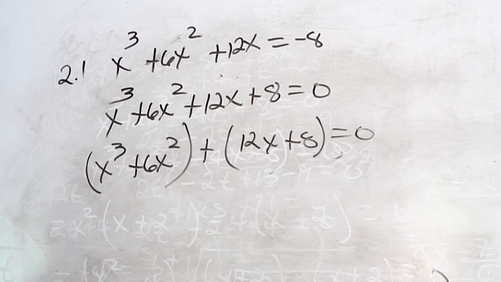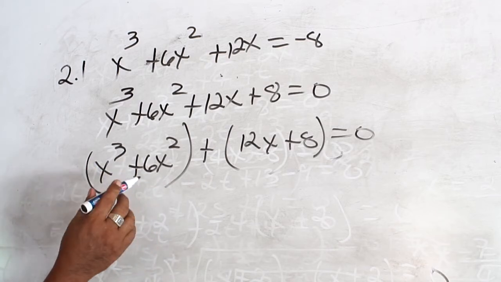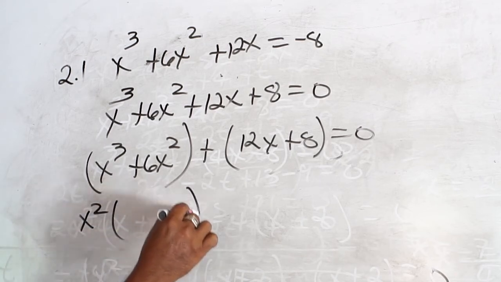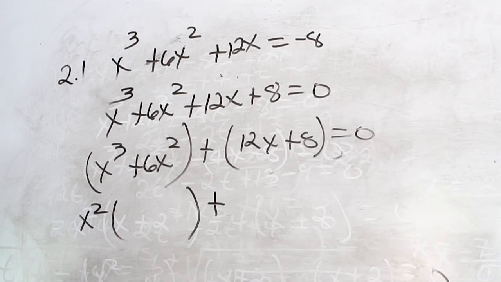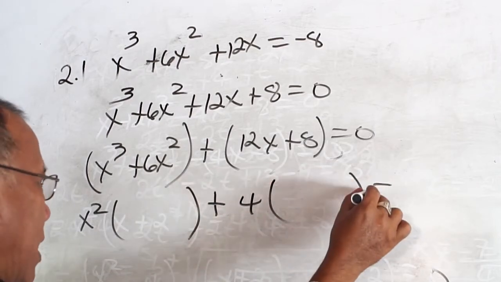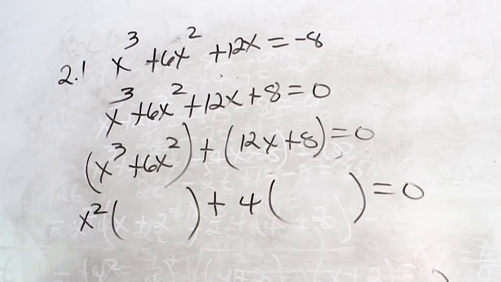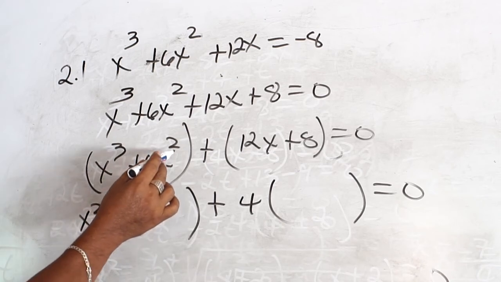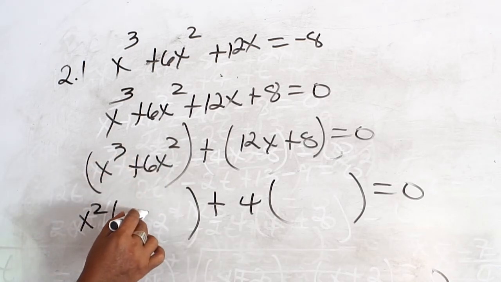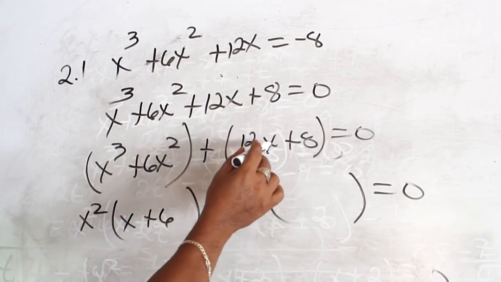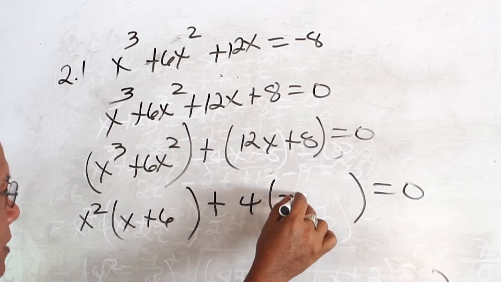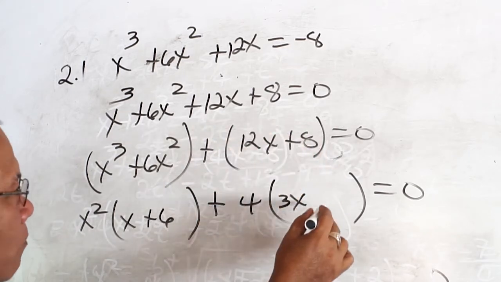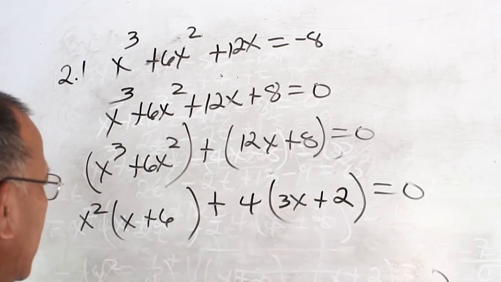After that, find the common factor. The common factor of the first group is x squared. The common factor of 12x plus 8 is 4. Then divide. x cubed divided by x squared is x. Positive 6x squared divided by x squared is positive 6. Then 12x divided by 4 is 3x, and positive 8 divided by 4 is positive 2.